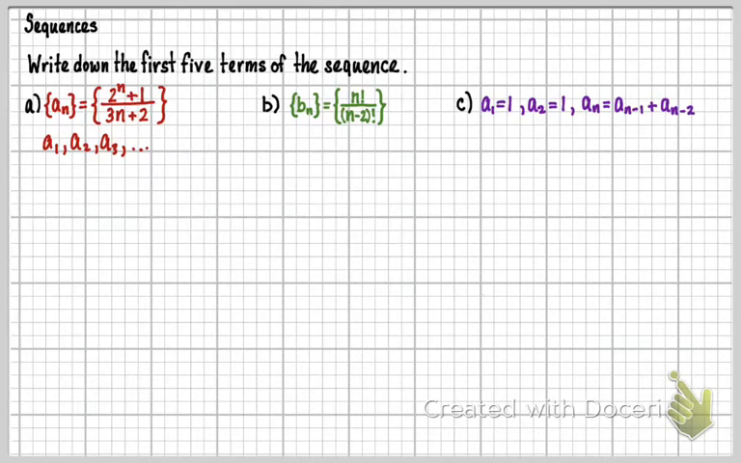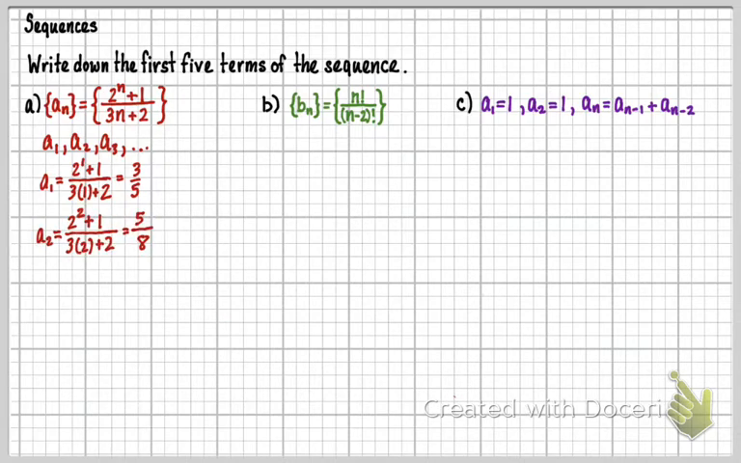So first off, if we're going to look at a1, I write a1 down, and this 1 here means that I'm going to plug in a 1 wherever I see n in my sequence. So that means this first one is going to be (2^1 + 1) over (3 times 1 plus 2). So for the first one, that's going to be 3 over 5. Then a2 is going to be (2 squared + 1) over (3 times 2 plus 2), and that's going to equal 5 on top over 8 on the bottom. So there's our second one.